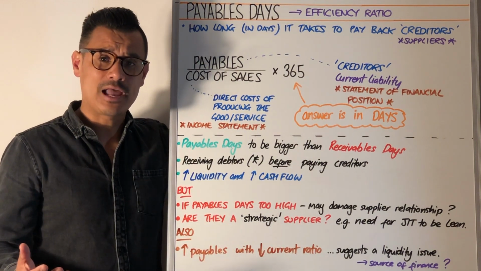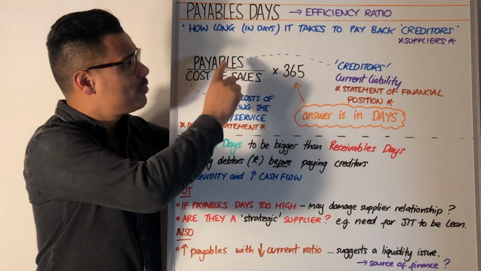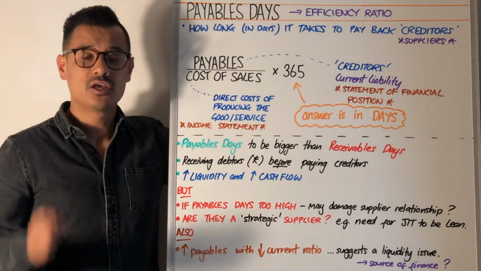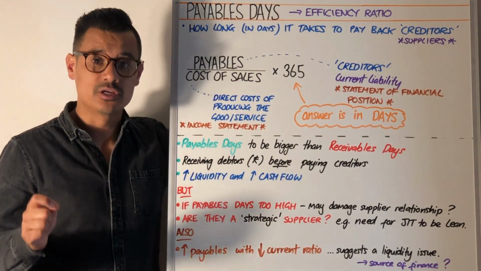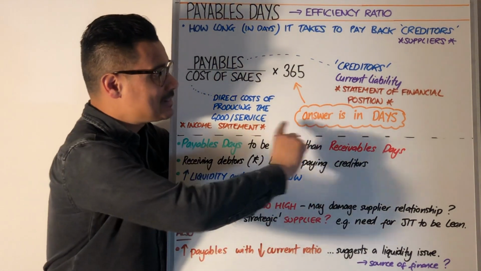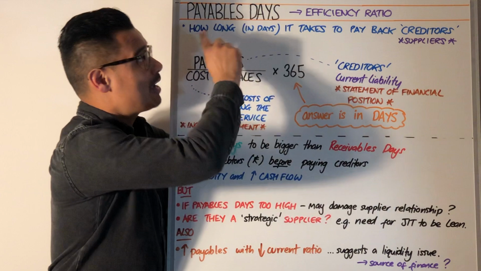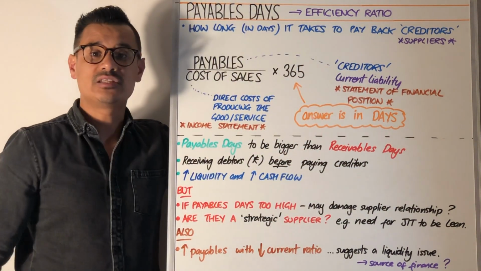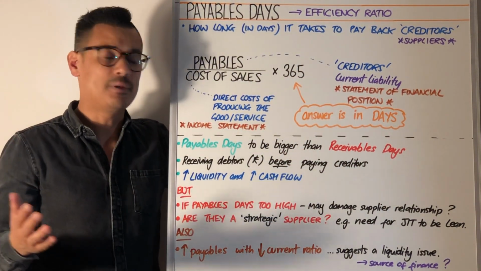Now the formula for payables days is as follows. Payables divided by cost of sales, times by 365, not 100, because you are measuring in days. The answer is in days. It's payable days, so it's times by 365. We'll take the top bit of that formula.